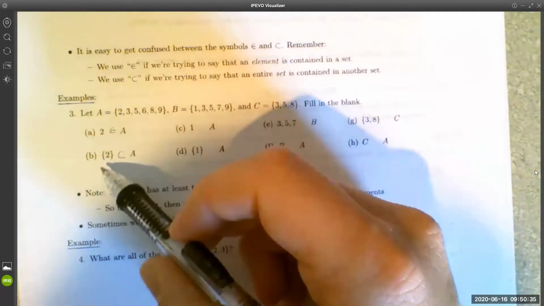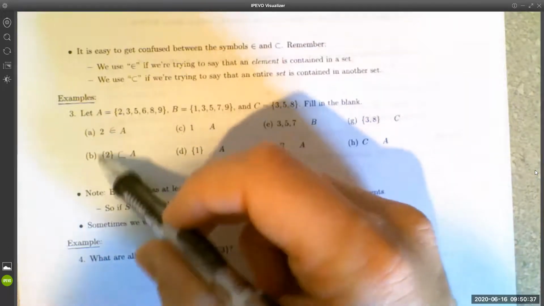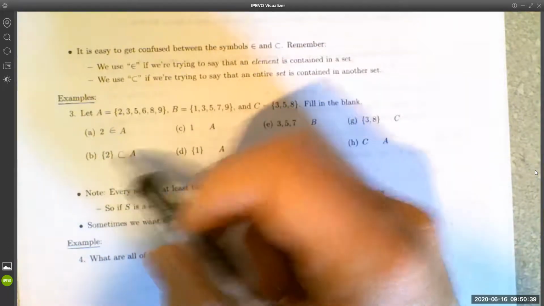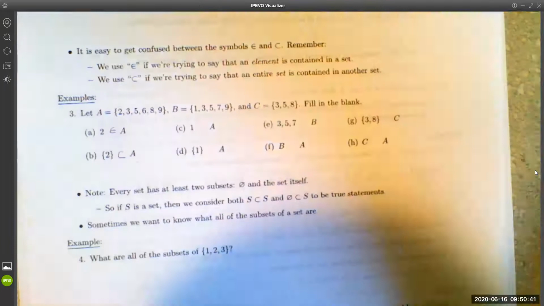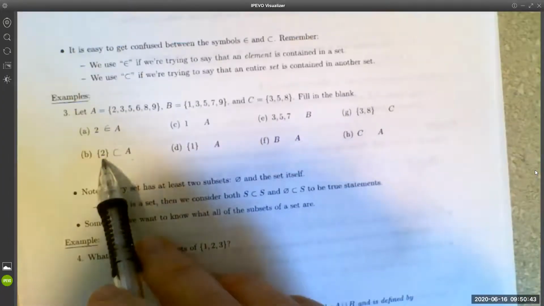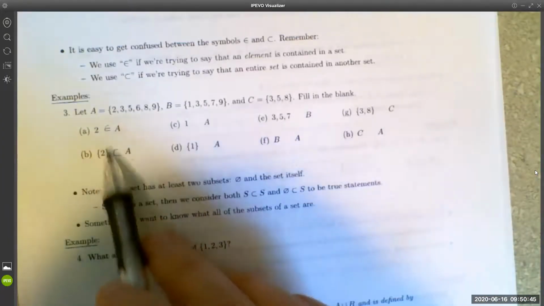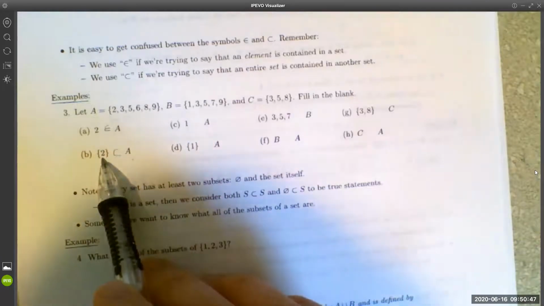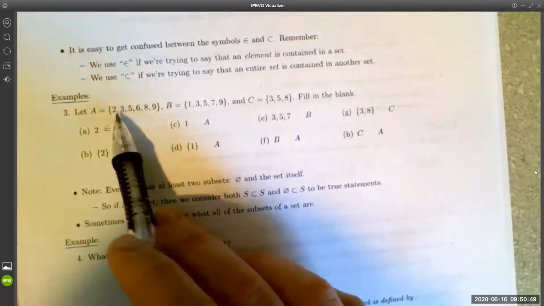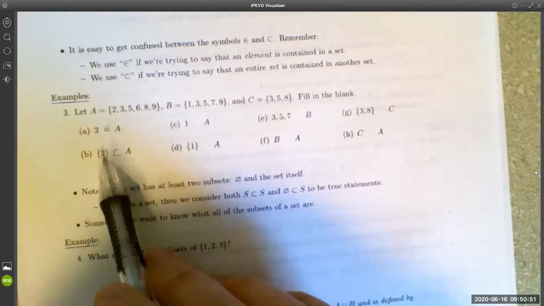But when you put a set of curly braces around it, now this is a set. And now you can say it's a subset of A. You cannot say that it's an element of A, because this is a set now. And the set 2 is not in A. The element 2 is in A, but the set 2 is not.